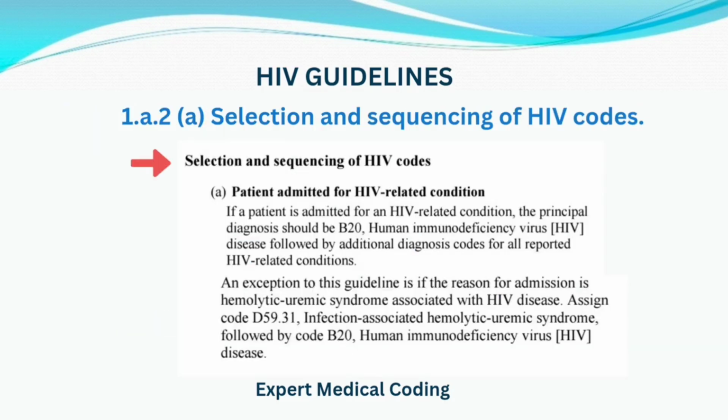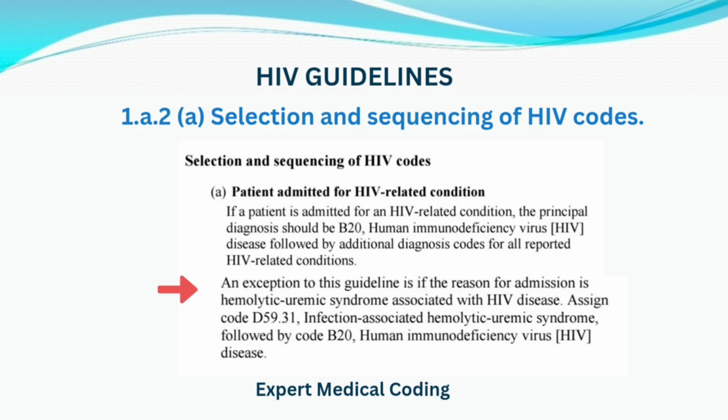Now let's move on to the next coding guideline, selection and sequencing of HIV codes. First, I'll read the guideline and afterwards we'll break it down step by step with practical examples. So let me read the guideline now. And it says, patient admitted for HIV related condition. If a patient is admitted for an HIV related condition, the principal diagnosis should be B20, followed by additional diagnosis codes for all reported HIV related conditions.